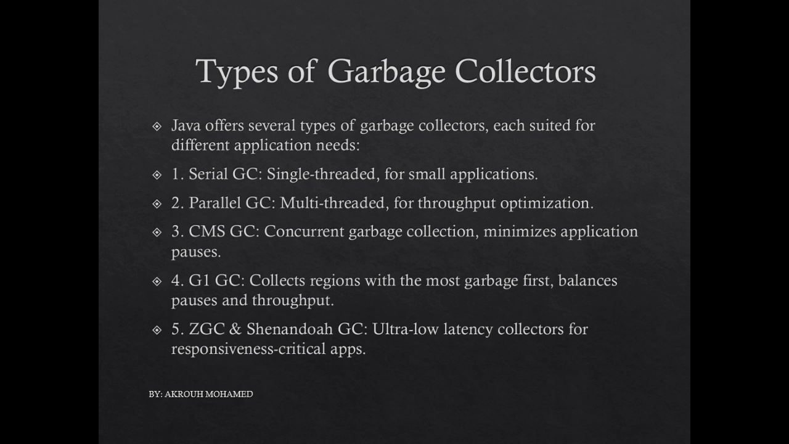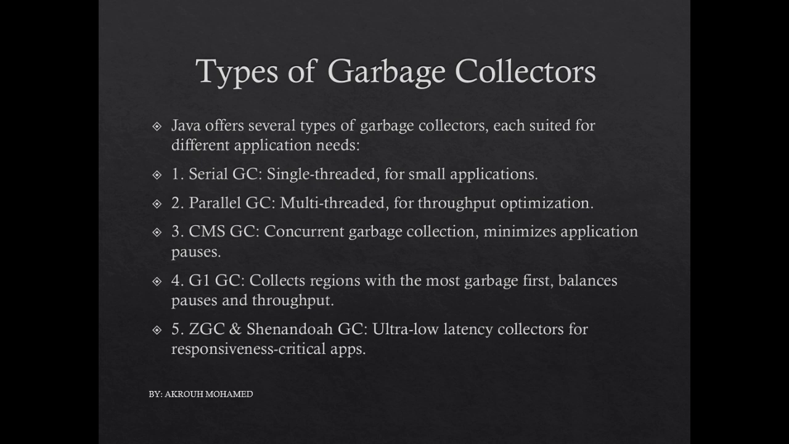Let's start by exploring the various types of garbage collectors available in Java. The serial GC is a simple, single-threaded collector best suited for small applications where minimizing complexity is more important than optimizing throughput. The parallel GC uses multiple threads to perform garbage collection, making it ideal for applications running on multi-core machines where maximizing throughput is important. CMS, or Concurrent Mark Sweep GC, minimizes application pauses by performing most of its work concurrently with your application's execution. It's useful for applications that can't afford long pause times.